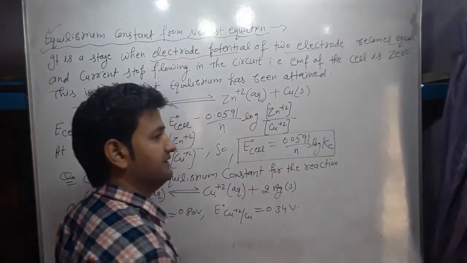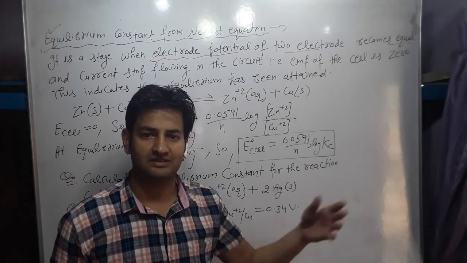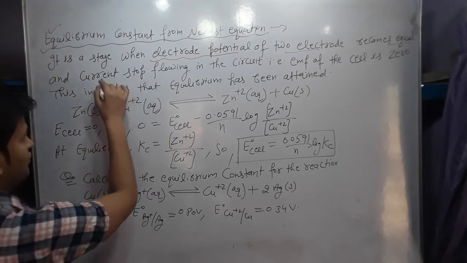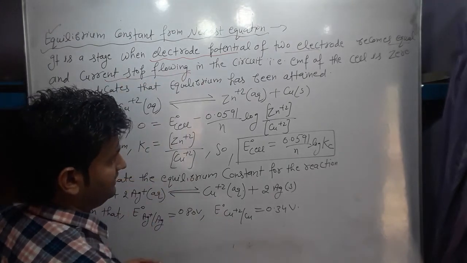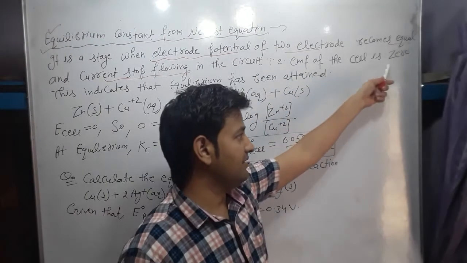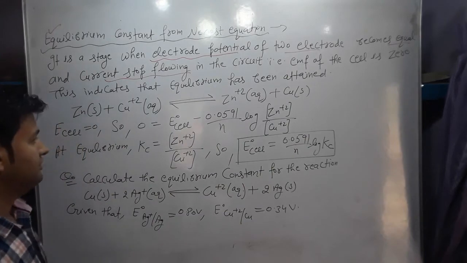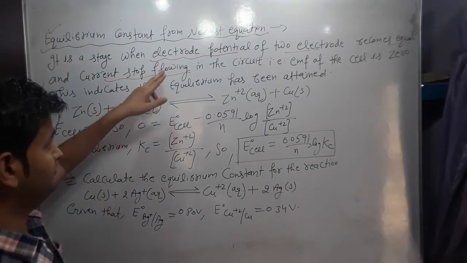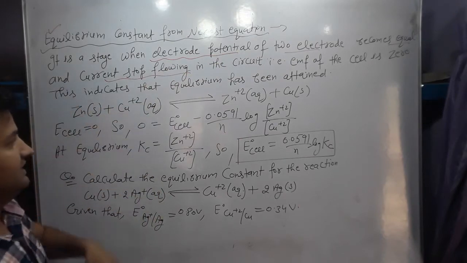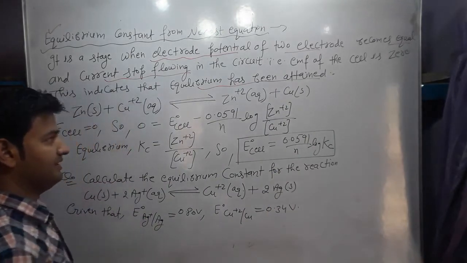become equal. The electrode potentials of the oxidation half cell and the reduction half cell become equal. Then current stops flowing in the circuit, and the EMF of the cell is 0. At this condition the EMF comes out to be 0. Why is the EMF 0? Because both electrode potentials are equal. This indicates that equilibrium has been attained. At this stage equilibrium has occurred.